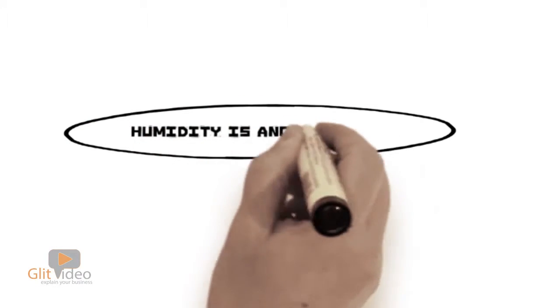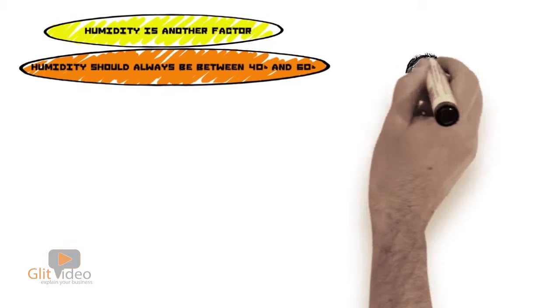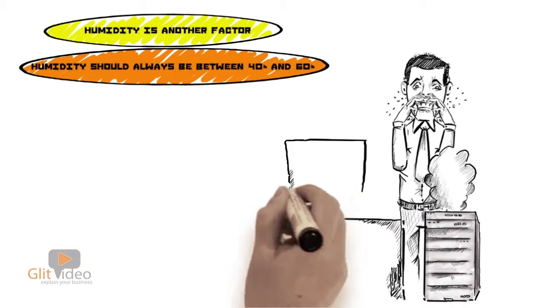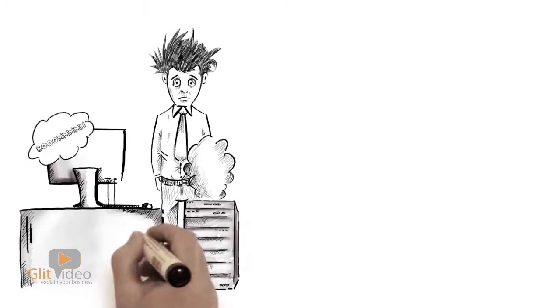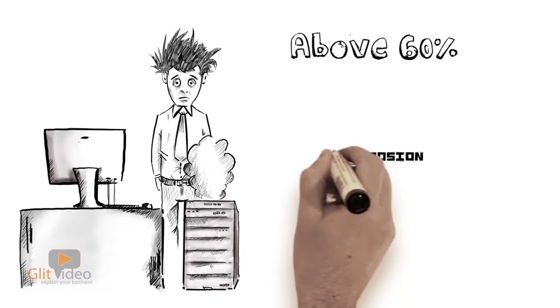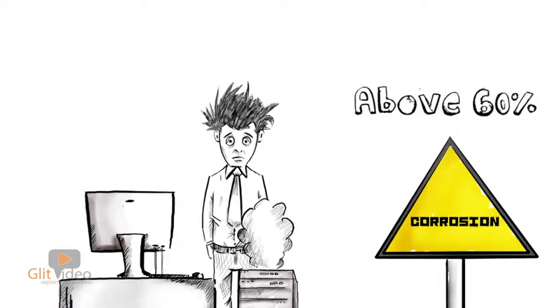Humidity in a server room or data center should always be between 40 and 60%. Below 40%, you have static electricity building up, which may result in damaging your server through a static discharge. Above 60%, corrosion slowly starts accumulating in your equipment, which will result in a failure of the systems.